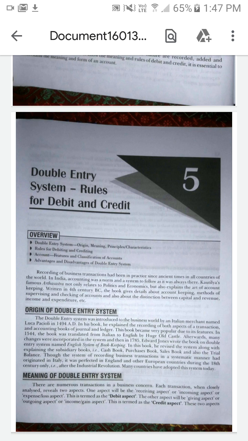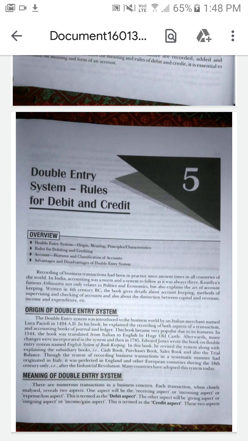Okay, so one aspect will be the receiving aspect or incoming aspect. So the debit aspect is also called the receiving aspect or incoming aspect. Receiving means there will be an income, or incoming aspect, and also expenses and loss are also debit balances. So the debit aspect is also called the receiving aspect, incoming aspect, or expenses or loss aspect.